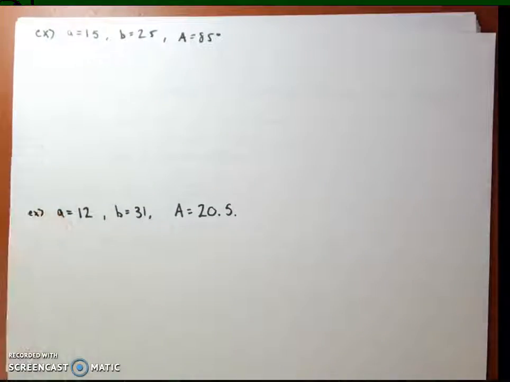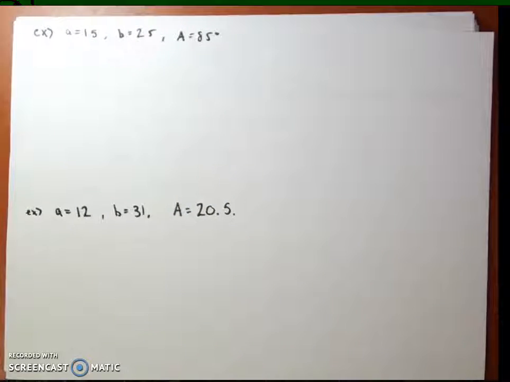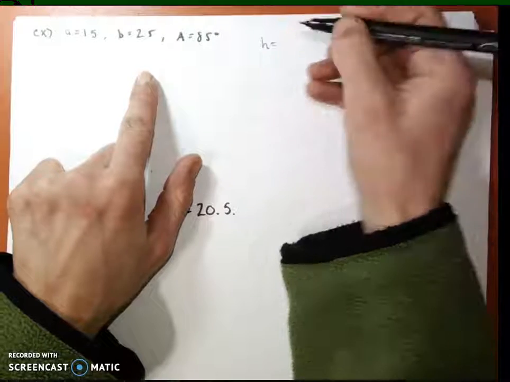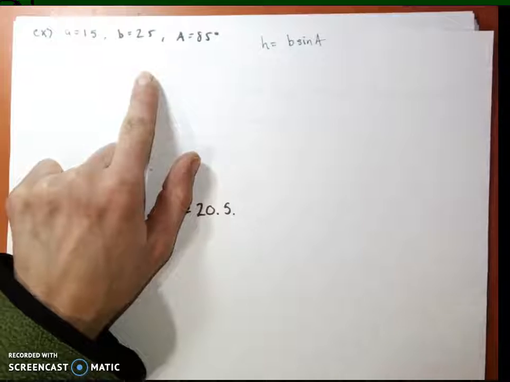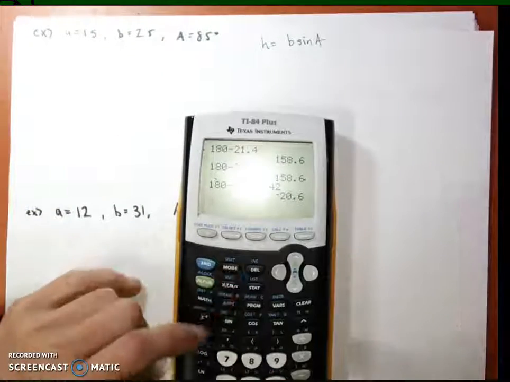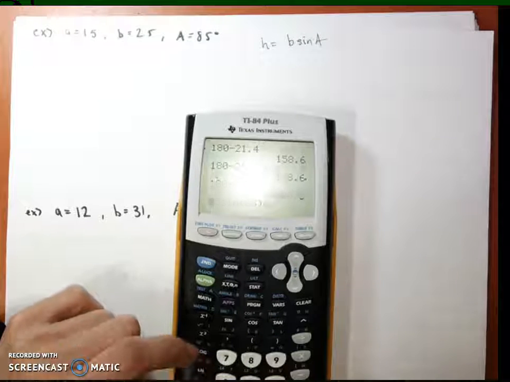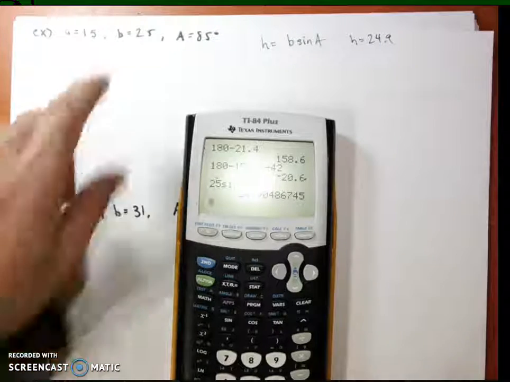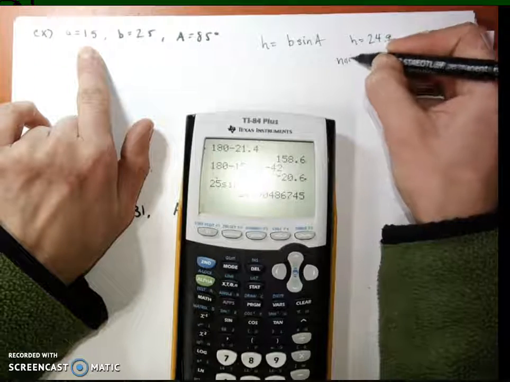So here's another case. Here I have a equals 15, b equals 25, and capital A equals 85. So in this case, H again is going to be b times sine of A. And I'm checking this so that I can compare with my rules. So that's going to be 25 times sine 85. And so H is 24.9.